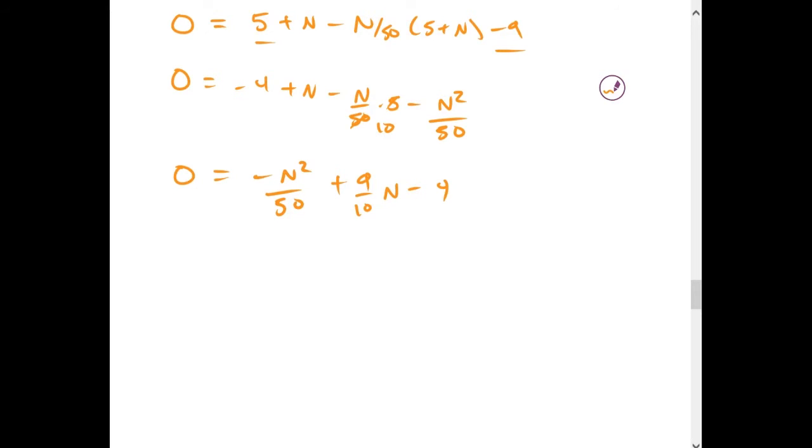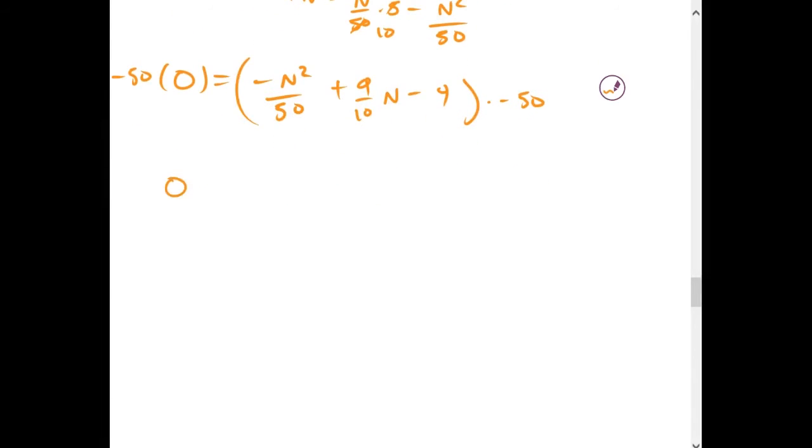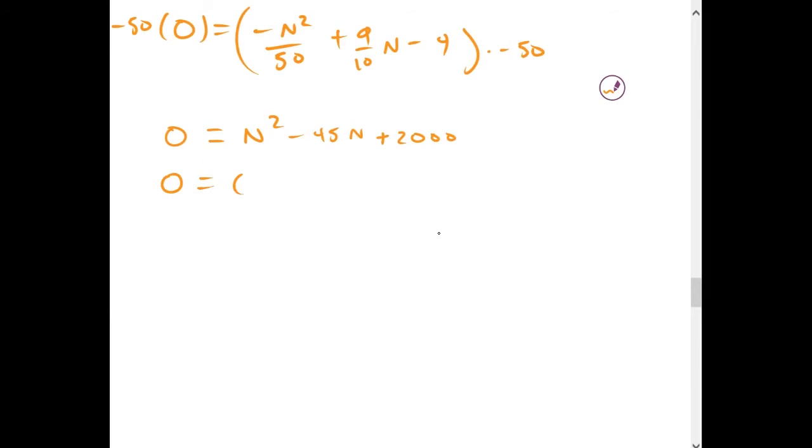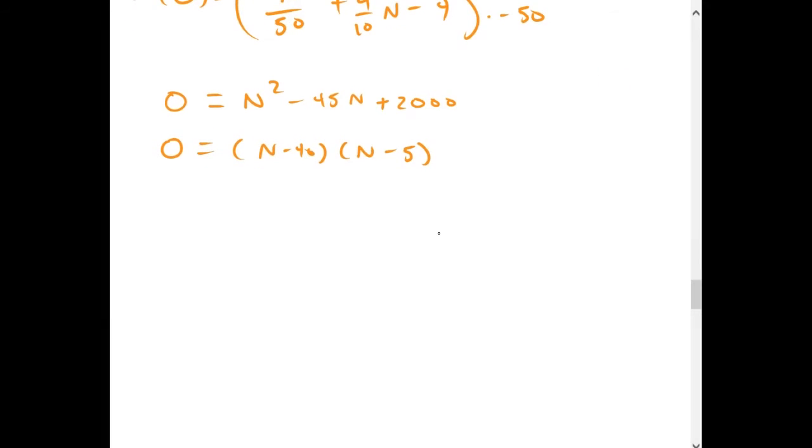Now if we multiply both sides by negative 50, we will get 0 equals N squared minus 45N plus 200. And then factoring this, we get (N minus 40) times (N minus 5). So our two other equilibrium points are N equals 40, N equals 5, and we have N equals 0 from before.